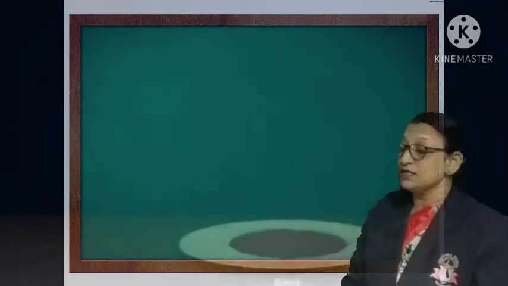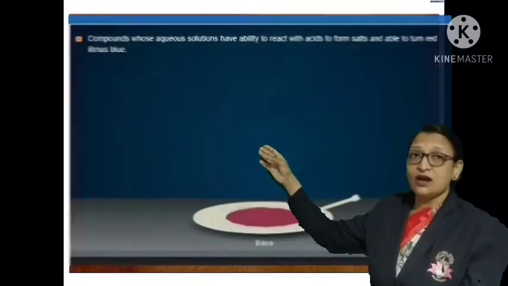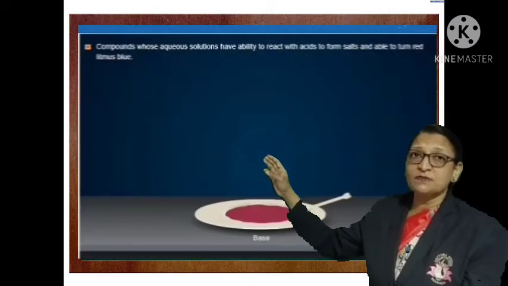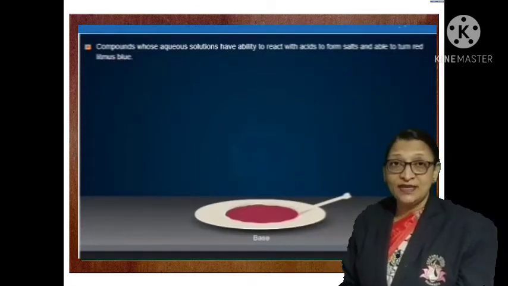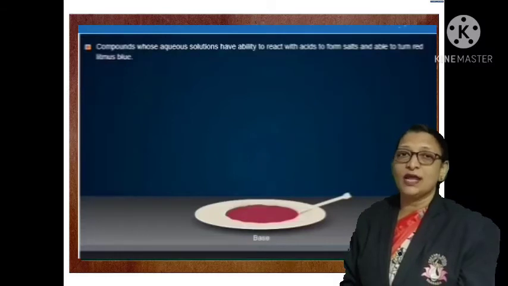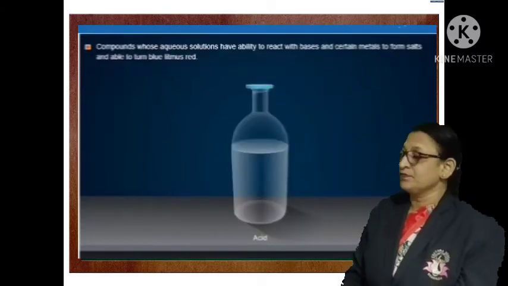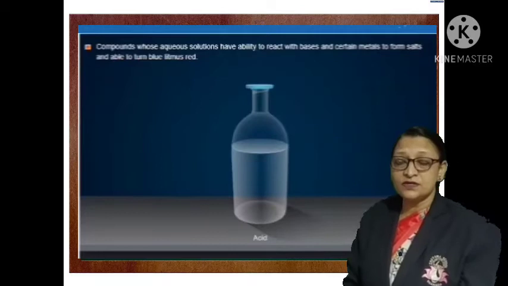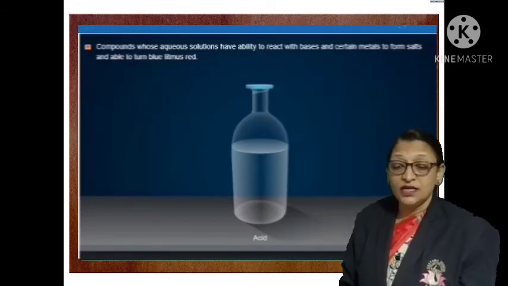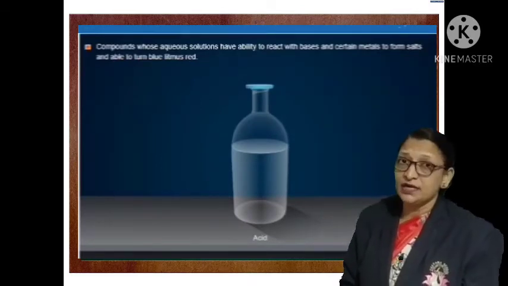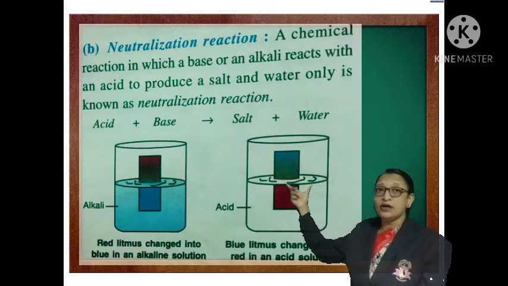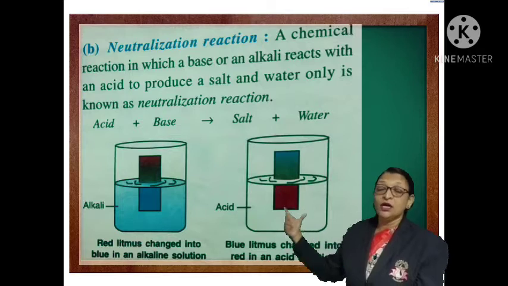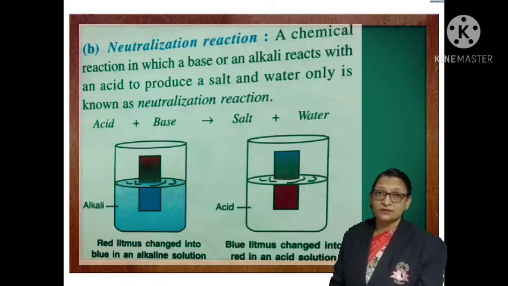Bases are the substances which turn red litmus paper blue. The bases which are dissolved in water are called alkalis. And acids are the substances which turn blue litmus paper red. Always remember, strong acids as well as bases are very corrosive in nature.